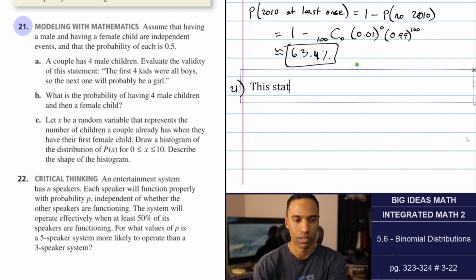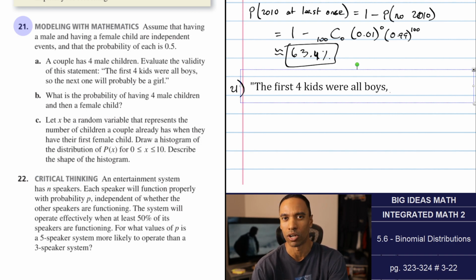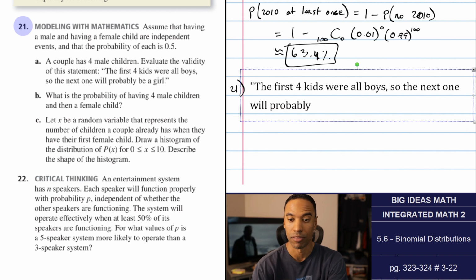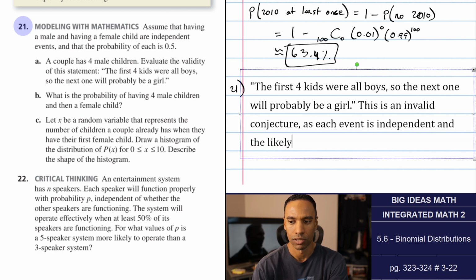This statement, let's see. First 4 kids. I mean, listen, in all of our minds, including statisticians and people like myself, will say, surely the next one will be a girl, right? That's the thing. It's leaning more that way. That's not statistically how it works, assuming everything's independent. This is an invalid conjecture, as each event is independent and the likelihood is still equal.